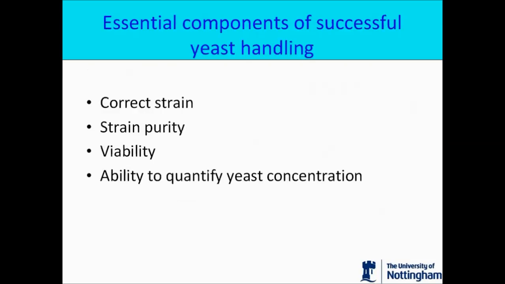So if you look at the things that you need to get right in terms of yeast and what you need to do with it, well, it obviously follows that you've got to have the right strain, and that strain needs to be pure. It needs to have a very high viability, and the final point is that you need to be able to accurately measure the viable yeast concentration, and it's obviously that last point on this slide that I'm going to be dealing with.